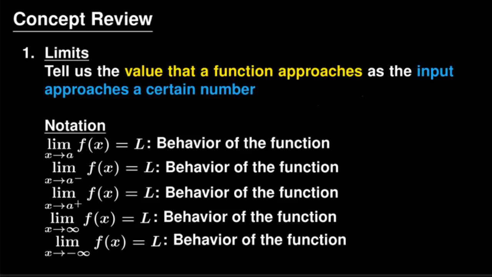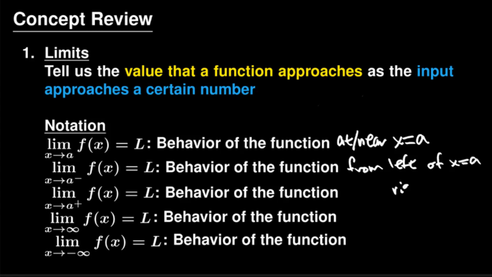So here, this is the limit as x approaches a of f of x equals L. That means the behavior of the function at or near x equals a. Alright, and then when we have that little minus sign, what that really means is you're looking at the behavior from the left, so from the left of x equals a. And then here, that plus sign means from the right of it.